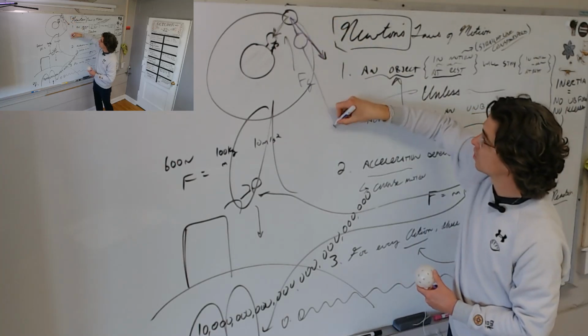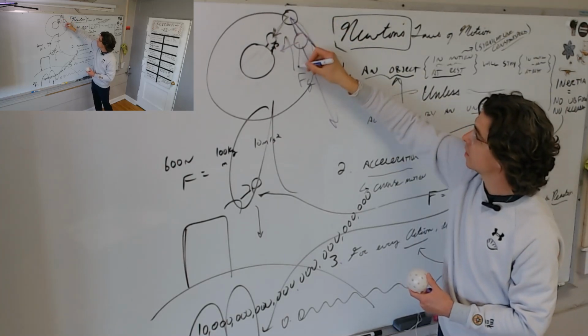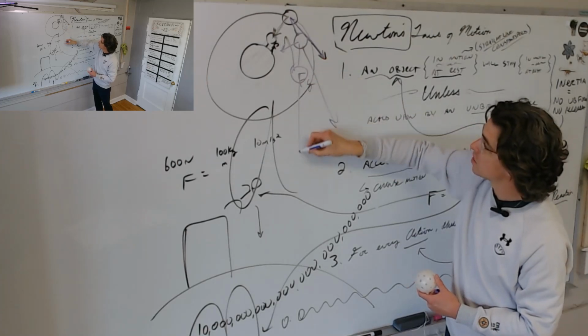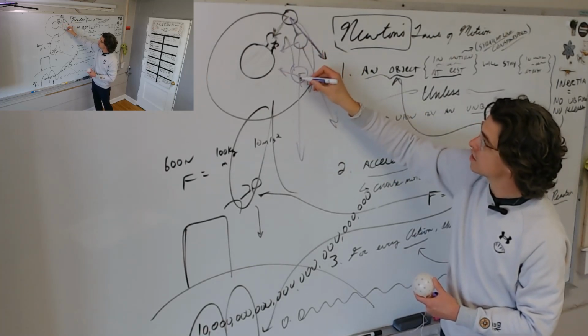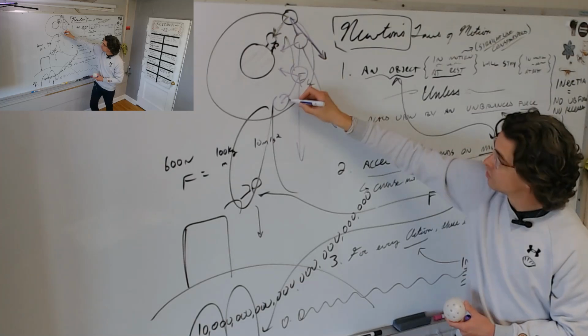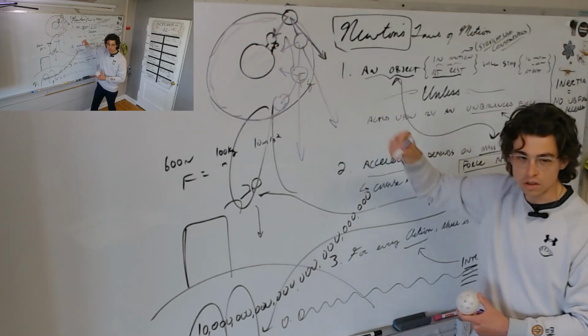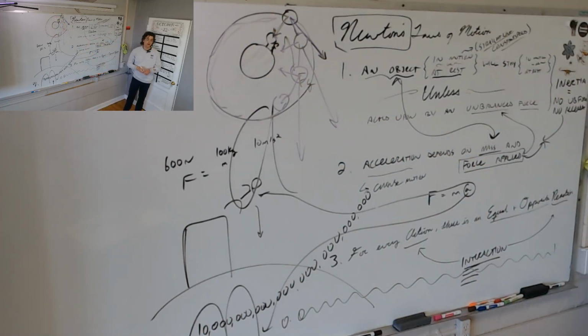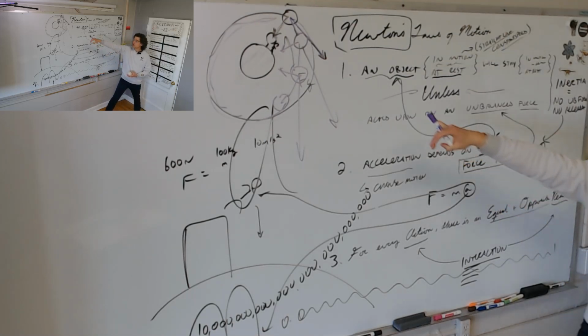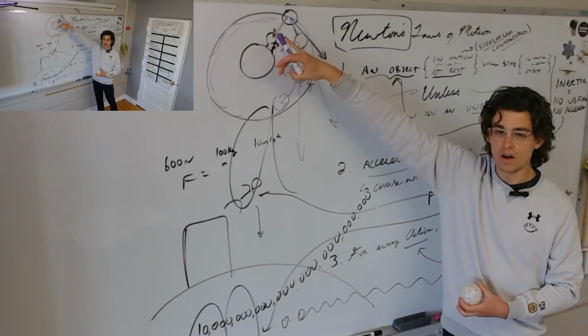And now it wants to go this way, but it's pulled this way. So instead it goes here. Now it wants to go this way, but instead it's pulled this way, and so it goes here. And guess what? Eventually, it's in a circle, and that's an orbit. So the answer is the moon does fall. It's just going fast enough that it misses all the time.